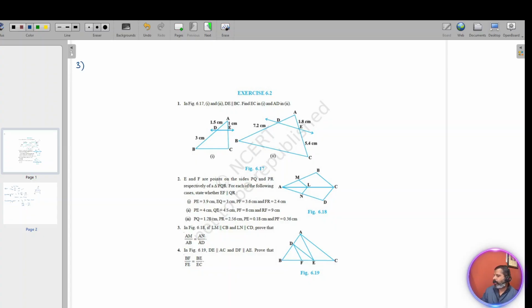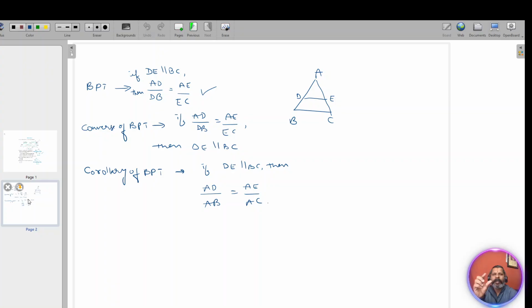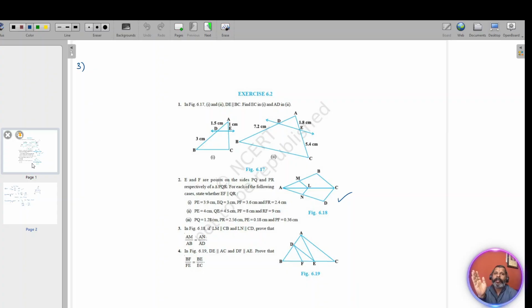Third question. What does the third question say? Where is the figure? 6.18. This is the figure. Check out: LM parallel to CB and LN parallel to CD. You should have the knowledge of observing the figure according to the theorems, because in the theorem a simple triangle will be there. In this, the simple triangle and one line merge the triangles and the two sides. You should know BPT properly in this case.